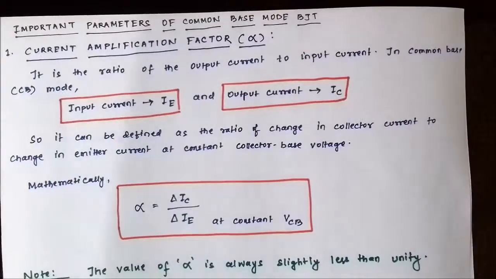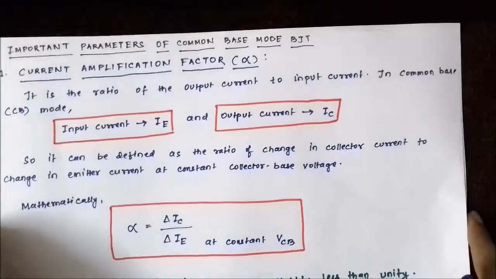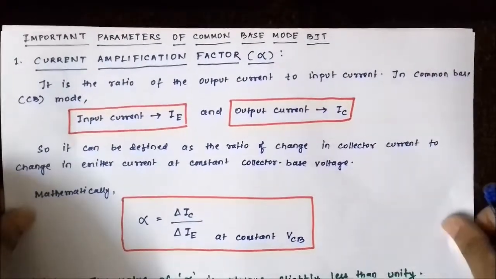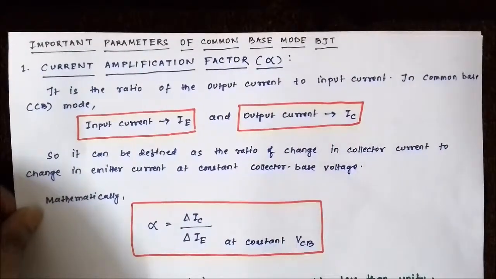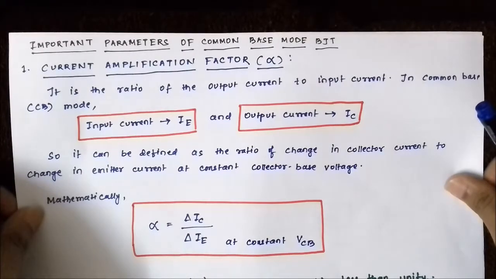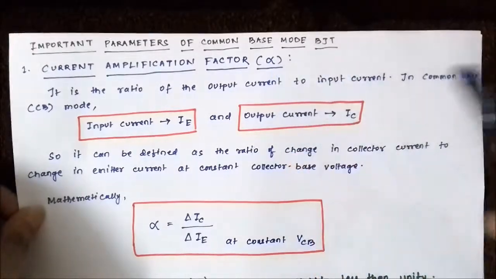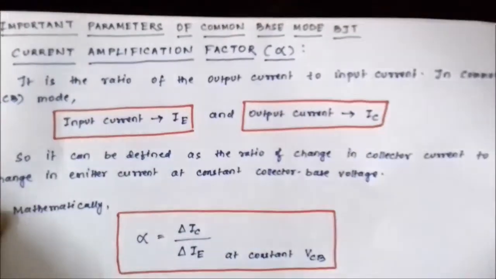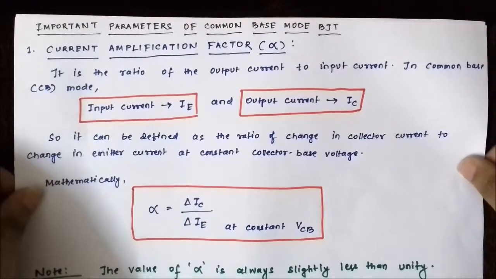Next, there are some important parameters associated with the common base configuration of BJT. We will discuss them one by one. Now the first important parameter associated with the common base mode BJT is the current amplification factor, that is the current amplification factor for common base mode. It is denoted by the symbol alpha. So wherever you see alpha, it means the current amplification factor for common base configuration.